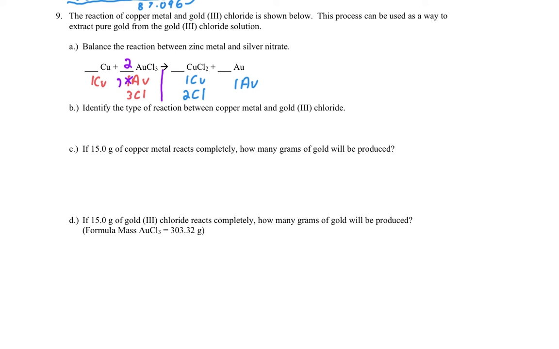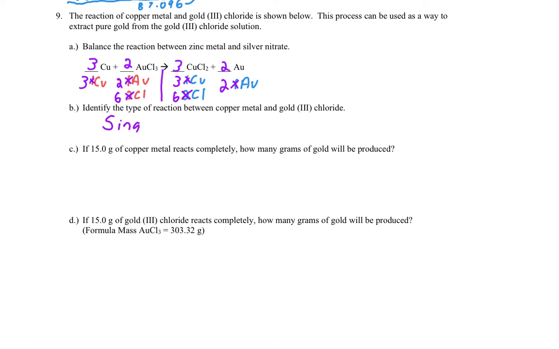but chlorine is not. So if I double my AuCl3, that gives me 2 golds, 6 chlorines. I have to get to 6 chlorines on the other side. 2 times 3 is 6, so I put a 3 in front here. That gives me 3 coppers. That means I need a 3 in front of the copper. Because I have 2 golds now, I need a 2 in front of the gold. Now I have a balanced equation.